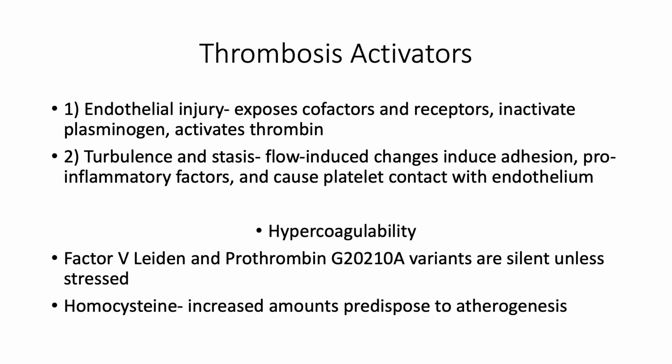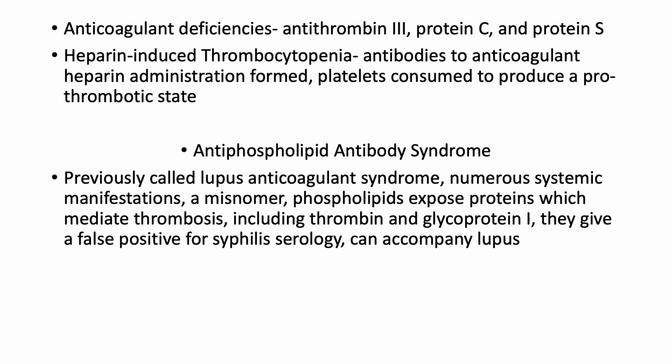Hypercoagulability is another issue. Factor V Leiden and prothrombin G20210A variants. These are silent unless they're stressed. And homocysteine has increased amounts, and they predispose to atherogenesis. Anticoagulant deficiencies include antithrombin 3, protein C, and protein S.